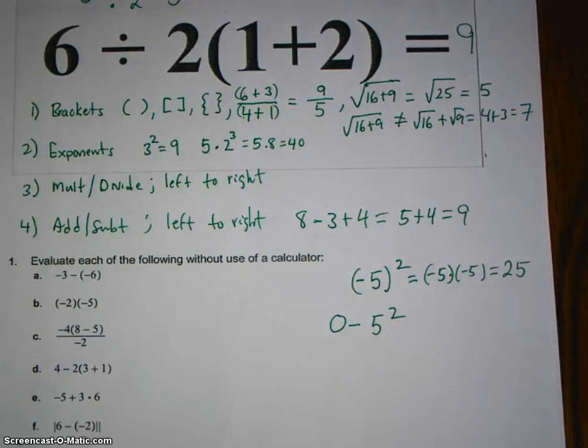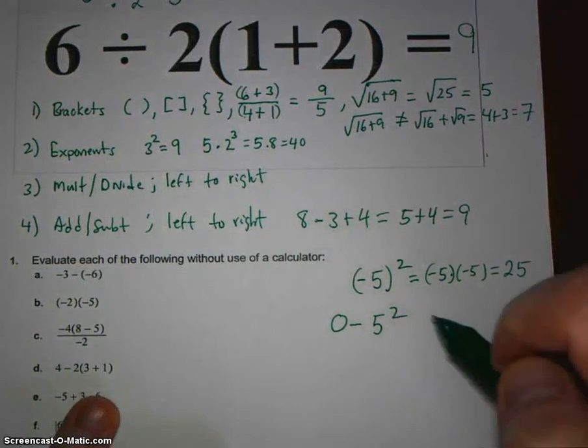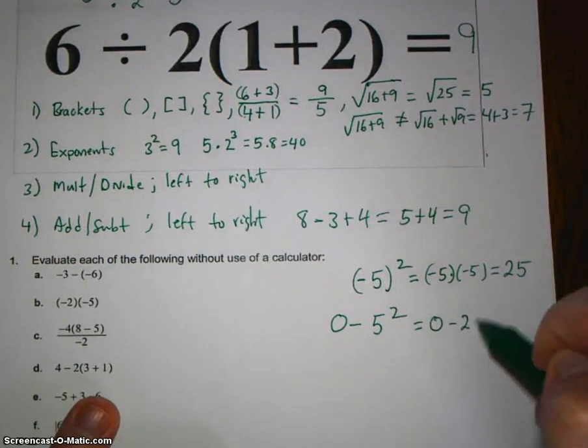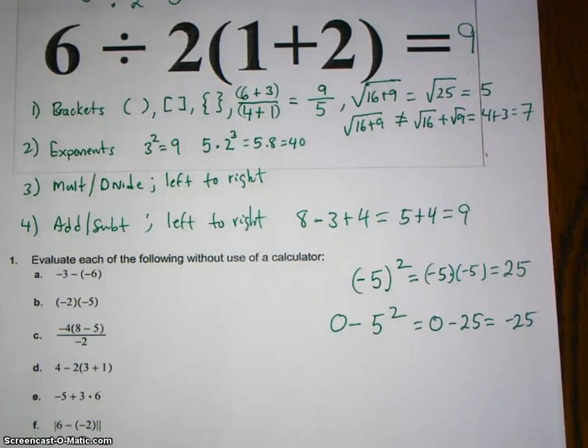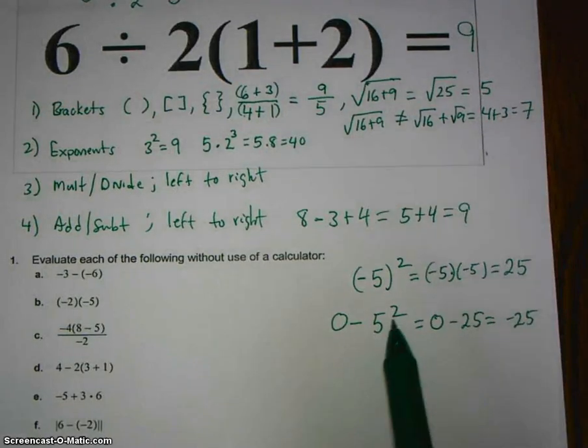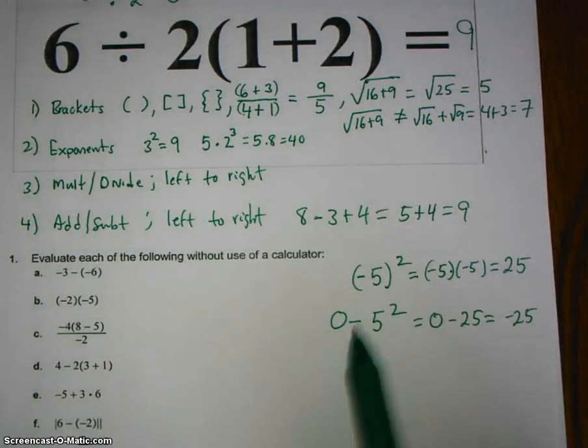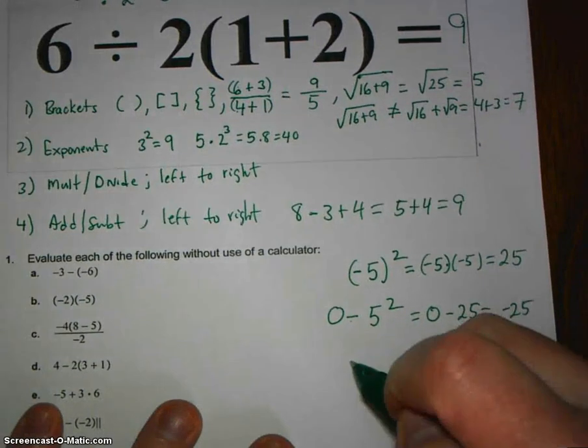Now people would follow the order of operations and say, well, now I do 5 squared first. So this is 0 minus 25. It's negative 25. And that's really the correct answer. Powers come before minus signs. If you don't like that answer, I'll give you another one.